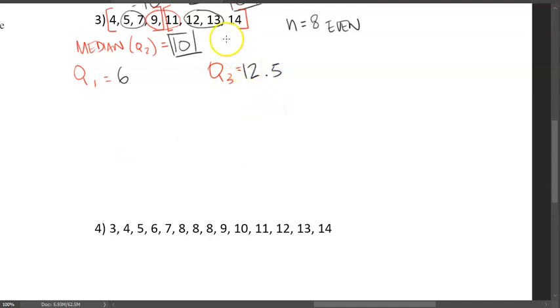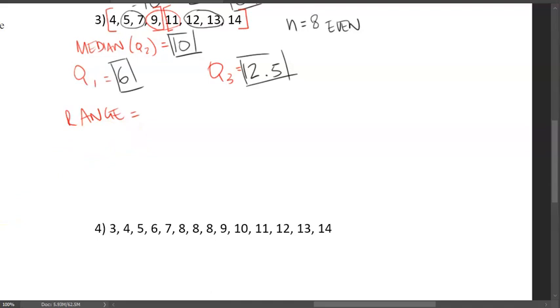Okay, I just know it's the middle number. You can add those two numbers up and then divide it by 2. That works just as fine as well. All right, now let's get our range and interquartile range.